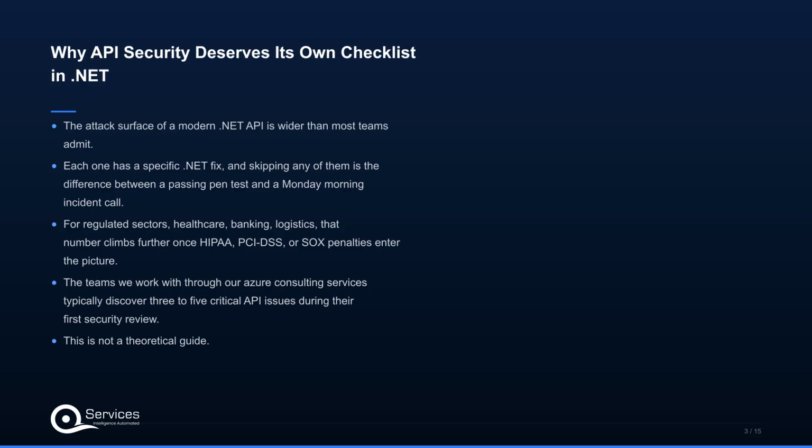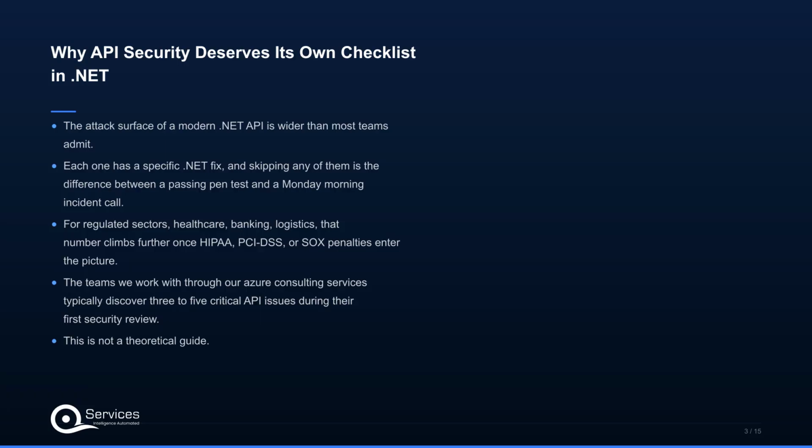OWASP's API Security Top 10 lists broken object-level authorization, broken authentication, and unrestricted resource consumption as the top 3 risks. Each one has a specific .NET fix, and skipping any of them is the difference between a passing pen test and a Monday morning incident call.